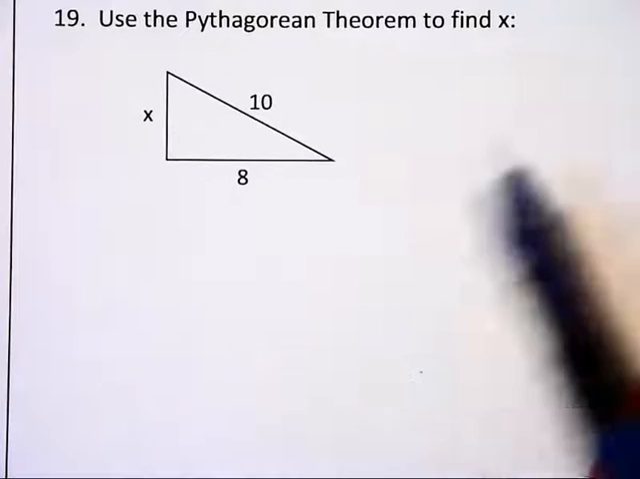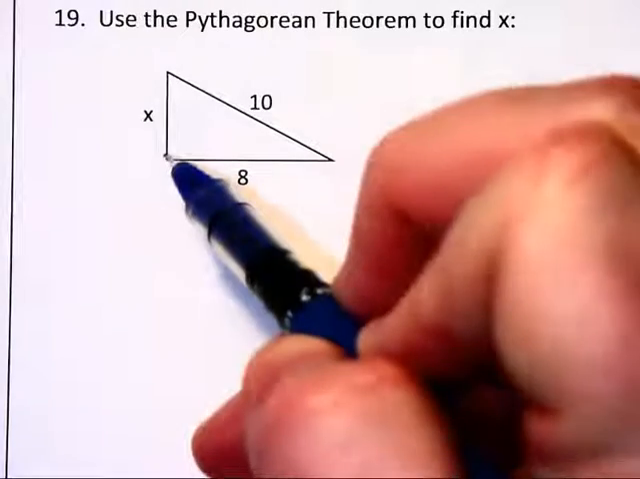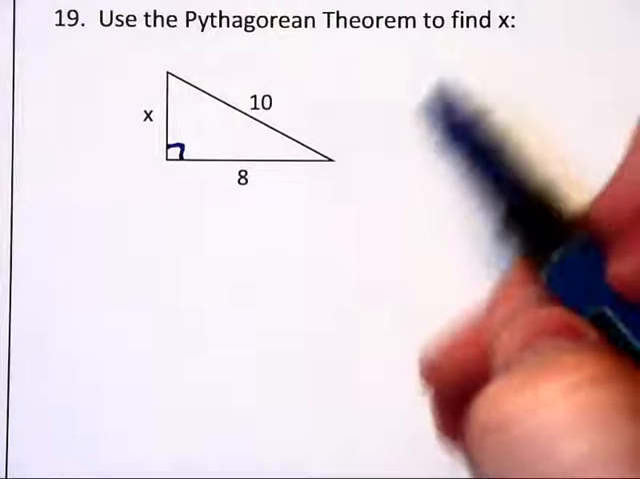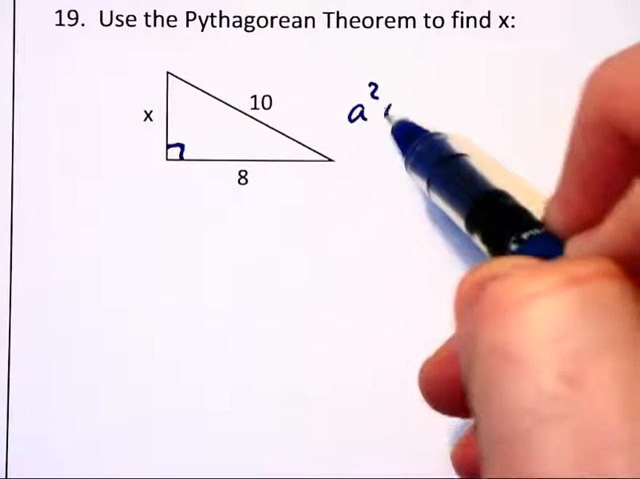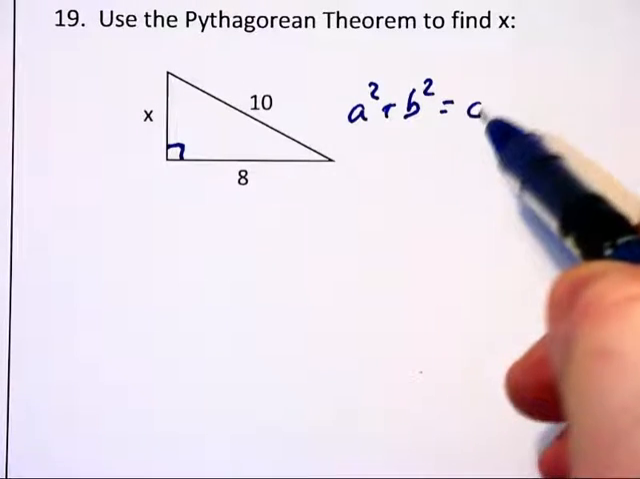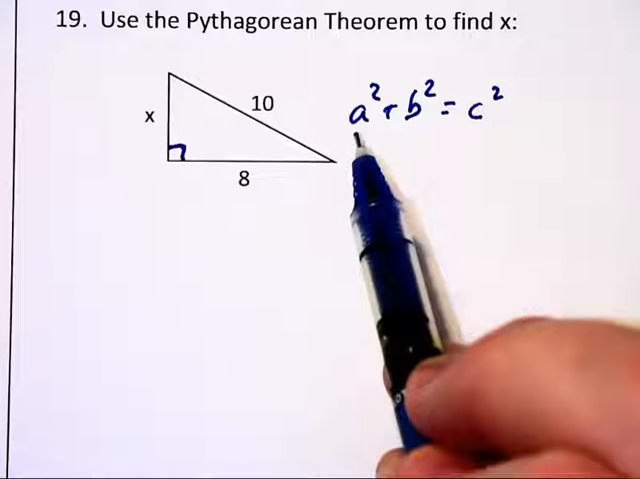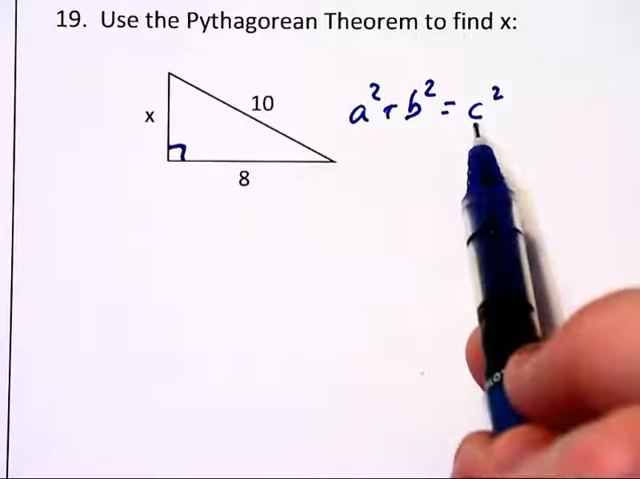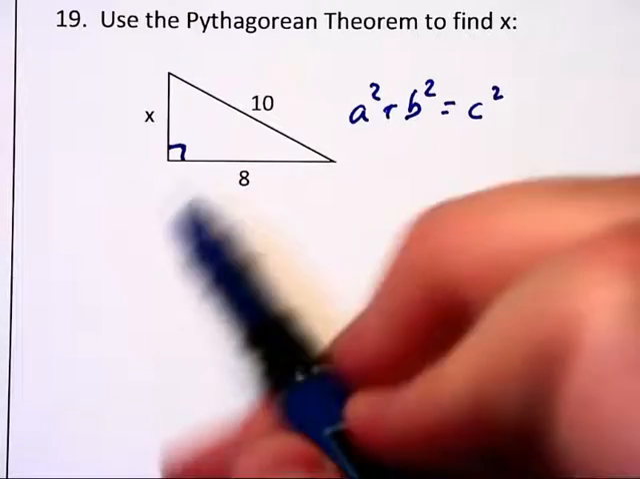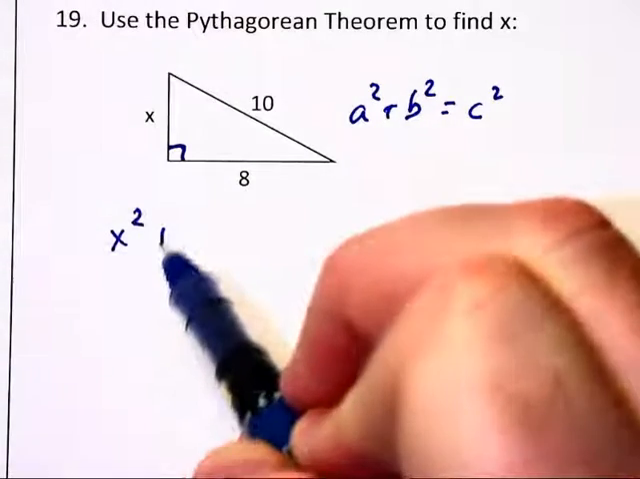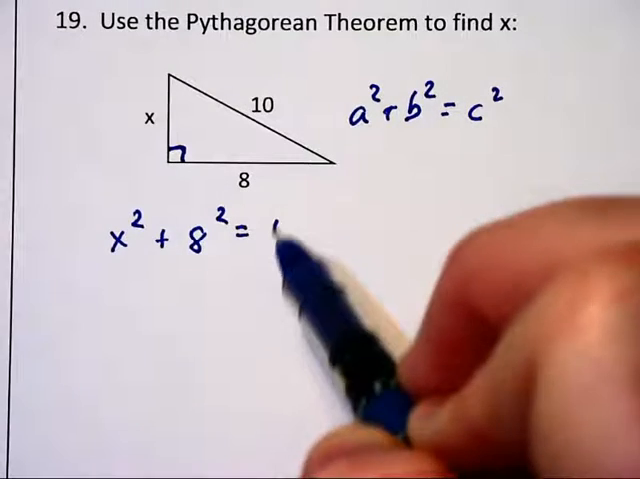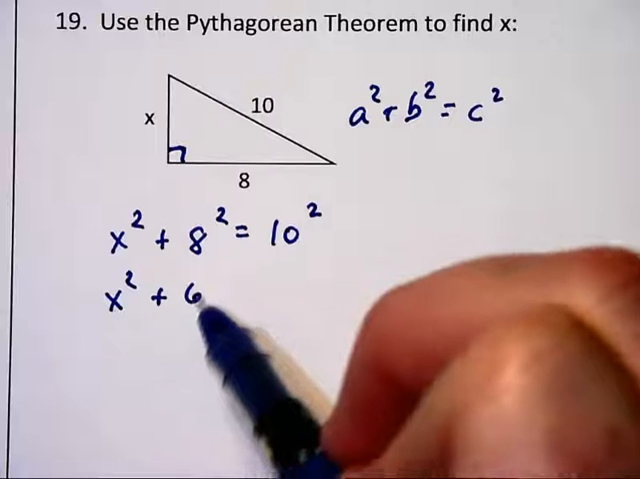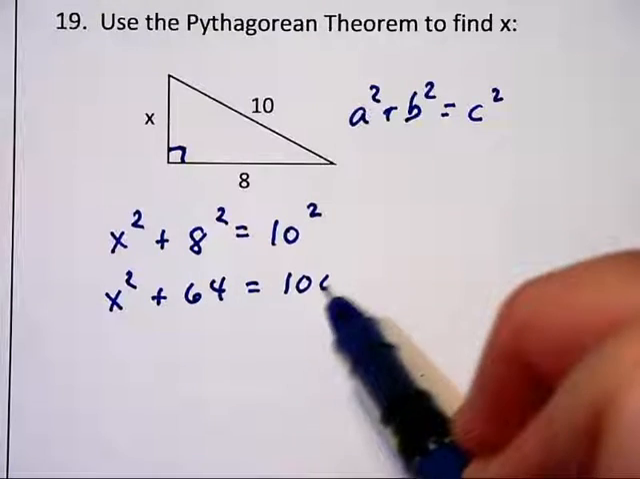In this next problem, we're being asked to find x. I didn't draw the right triangle in there, but there you have it. You know by the Pythagorean Theorem, a squared plus b squared is equal to c squared. That is, the sum of the squares of the lengths of the legs of the right triangle is equal to the square of the length of the hypotenuse. So we will have x squared plus 8 squared is equal to 10 squared. That gives us x squared plus 64 is equal to 100.